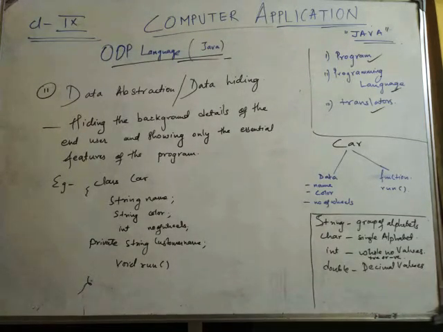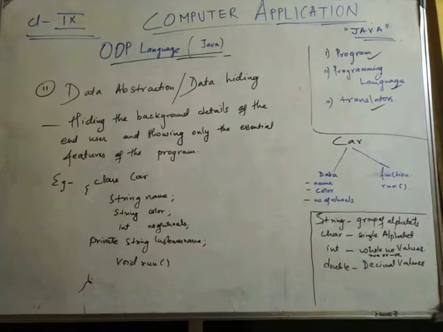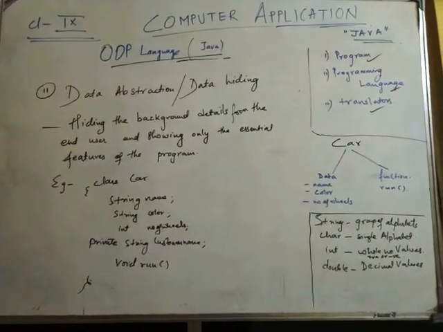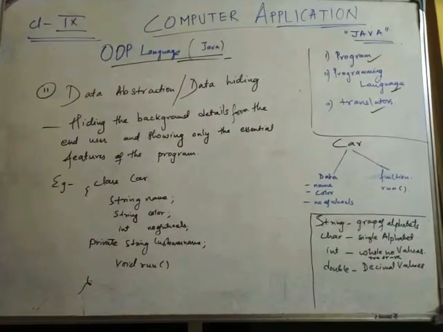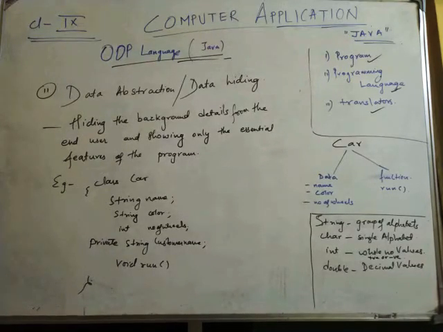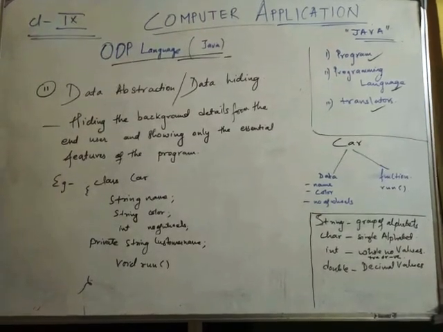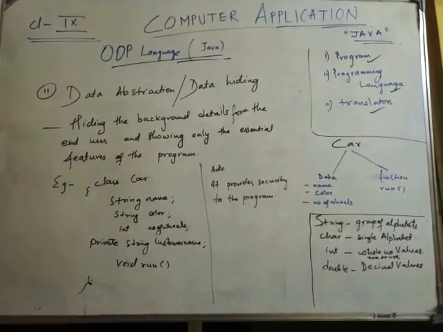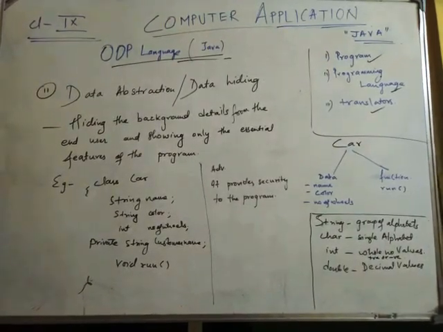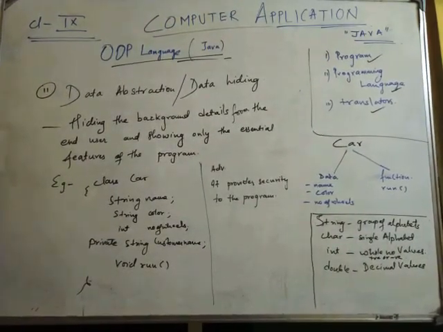Clear? Understood? So this is data abstraction: hiding background details from the end user and showing only the essential features of the program. Now what is the advantage? With the help of the private, public and protected keywords we provide security to the programs. This is the advantage or the significance. So the advantage is that it provides security to the program. Clear, all of you? Understood? This is data abstraction or data hiding.